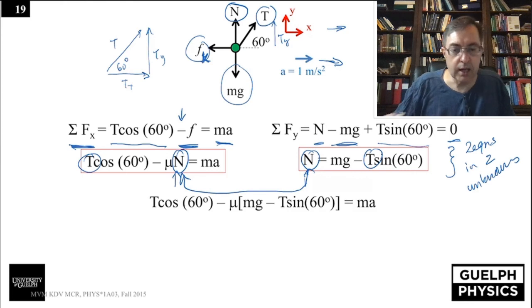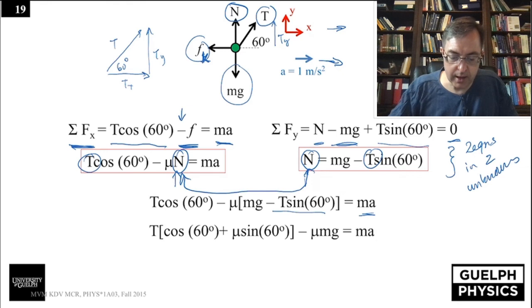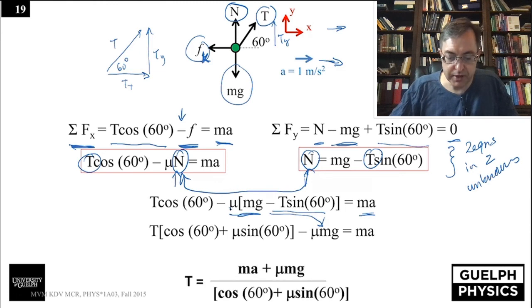So doing that, I get T cosine 60 degrees minus mu times the normal force, which is mg minus T sine 60 degrees, is equal to ma. And then isolating T, I get T times cosine 60 plus mu sine 60 minus mu mg, coming from here, okay, is equal to ma. And then I can solve for T. Okay, so moving the mu mg over to the right-hand side, inserting a plus sign, ma plus mu mg, and then dividing through by this factor which multiplies T, cosine 60 plus mu sine 60.